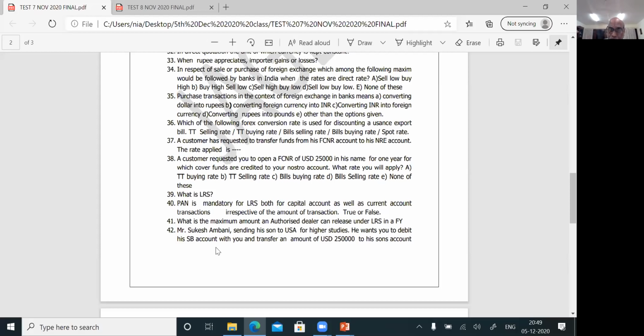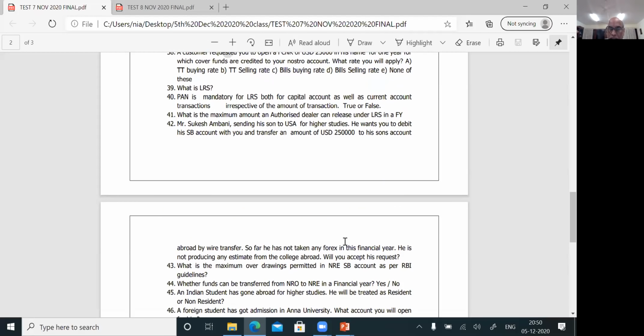Question number 42. Mr. Sukesh Ambani is sending his son to the USA for higher studies. He wants you to debit his SB account with you and transfer an amount of US dollar 2,50,000 to his son's account abroad by wire transfer. So far, he has not taken any forex in this financial year. He is not producing any estimate from the college abroad. Will you accept his request? Yes. For foreign studies, up to $250,000, without any estimate from the college, you can transfer the money. Beyond $250,000, you have to ask for an estimate. If it is an educational loan, even less than $250,000 US, you have to ask for an estimate. Yes, you can do it.